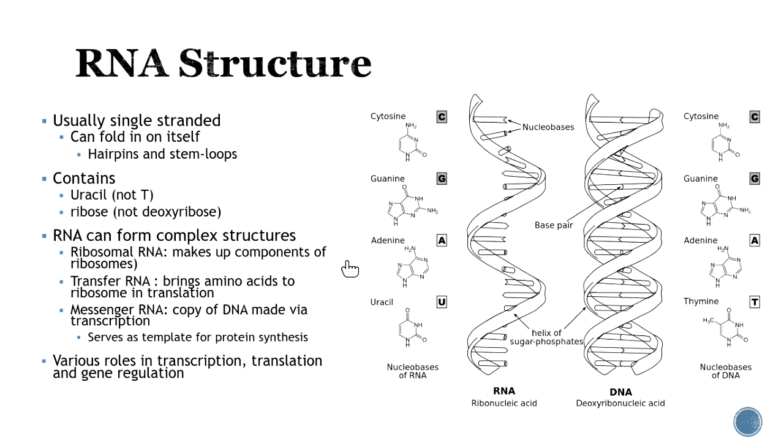Now, RNA is usually going to be single-stranded, and that means it can fold in on itself and form these things called hairpins and loops, and we'll see more about that when we talk about transcription and translation. It does have the base uracil, but that replaces thymine, and it has a different sugar. And it's that sugar that gives that backbone a lot more flexibility. So this is a good comparison of the structure. So we have the 4 bases for each of them and the overall structure.